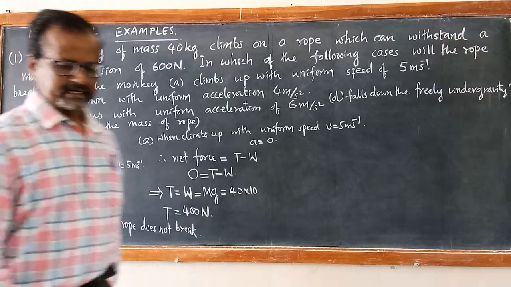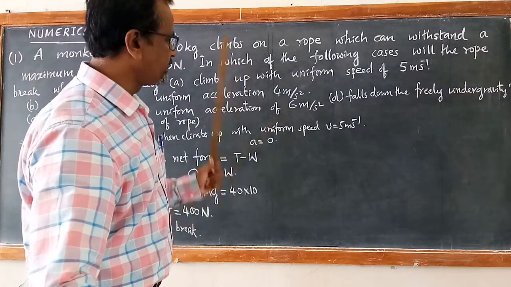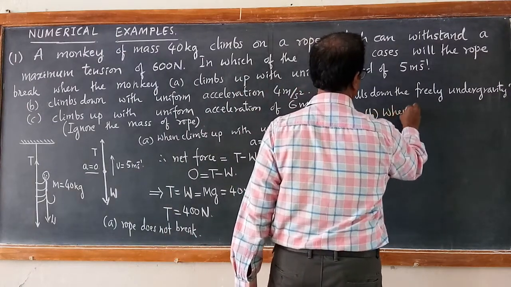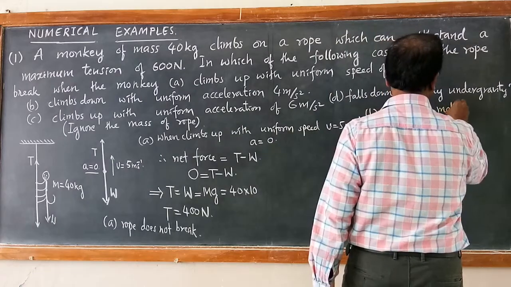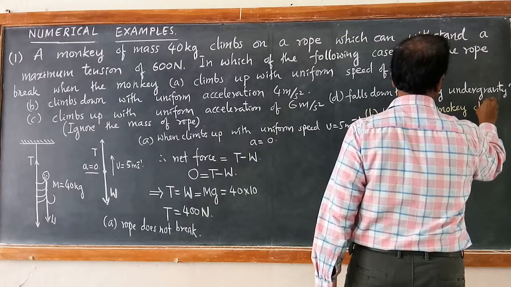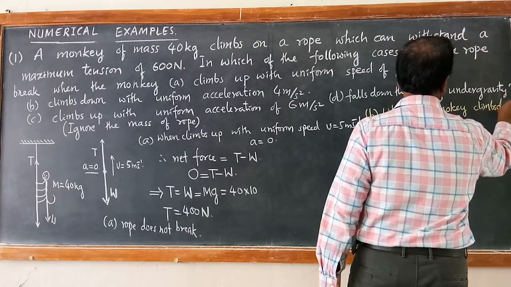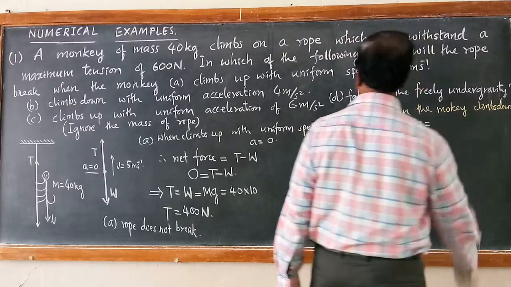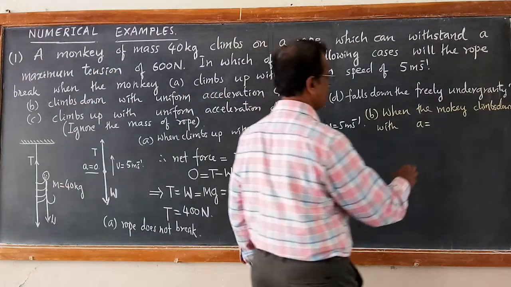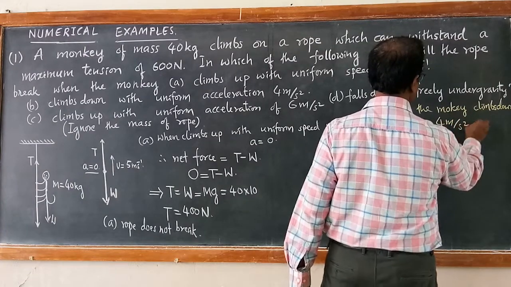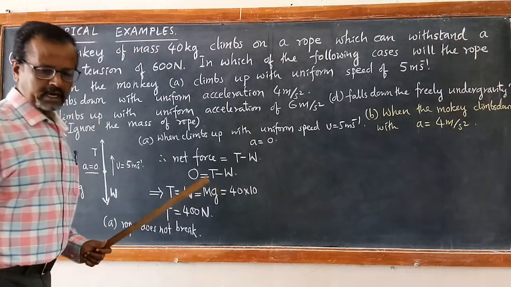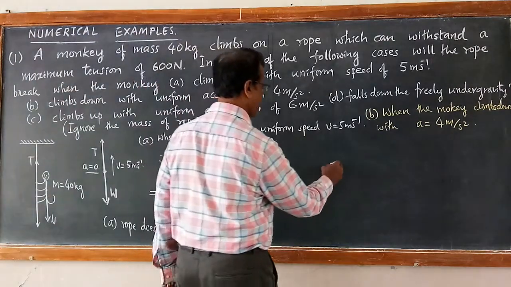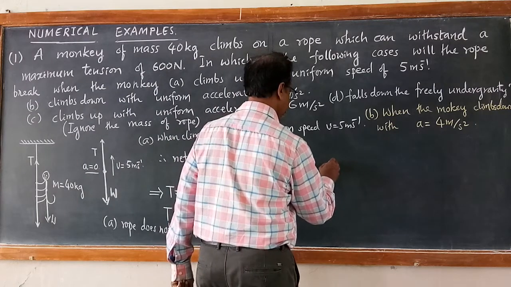Similarly, let us calculate the second case. When the monkey starts climbing down with uniform acceleration, a equal to 4 meters per second square, then I will now draw only the free body diagram. The free body diagram should be drawn like this.